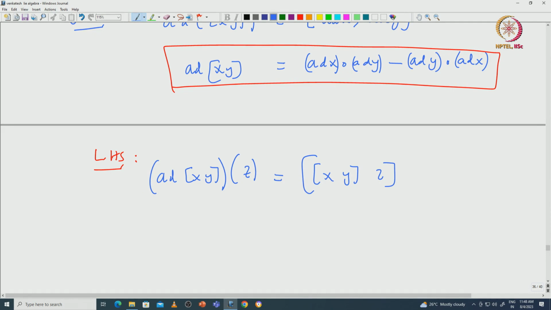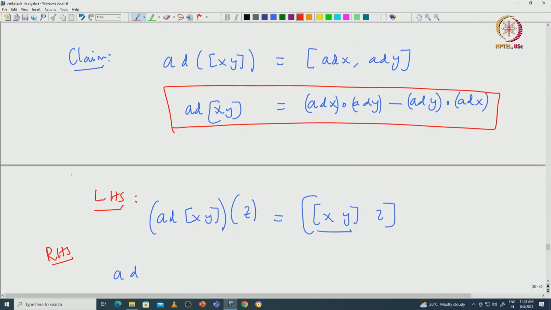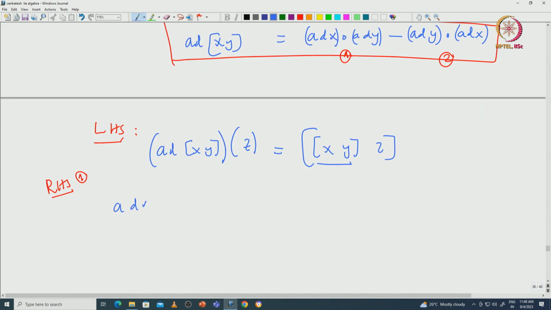Okay. Because this is one element and then you are taking the bracket with Z. So, now what is on the right hand side? Right hand side the first equation, let us say. So, this is let us say 1, this is let us say 2. Then right hand side 1 is nothing but add x composition add y applied on Z. So, if you just reveal it, first you are applying the add y map. So, you get y z and then you have to compose it with that x. So, then you apply x.